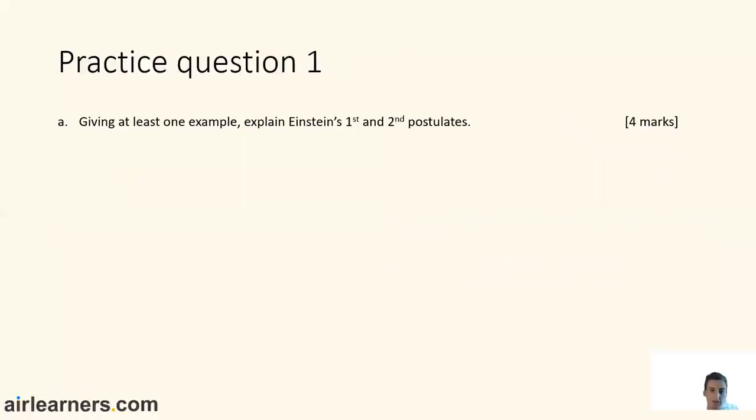All right, practice question 1. Giving at least one example, explain Einstein's first and second postulates. 4 marks. It's an explanation question, so it may take you about 4 minutes to write down an answer. So you can pause the video and get back to it once you have finished the question.